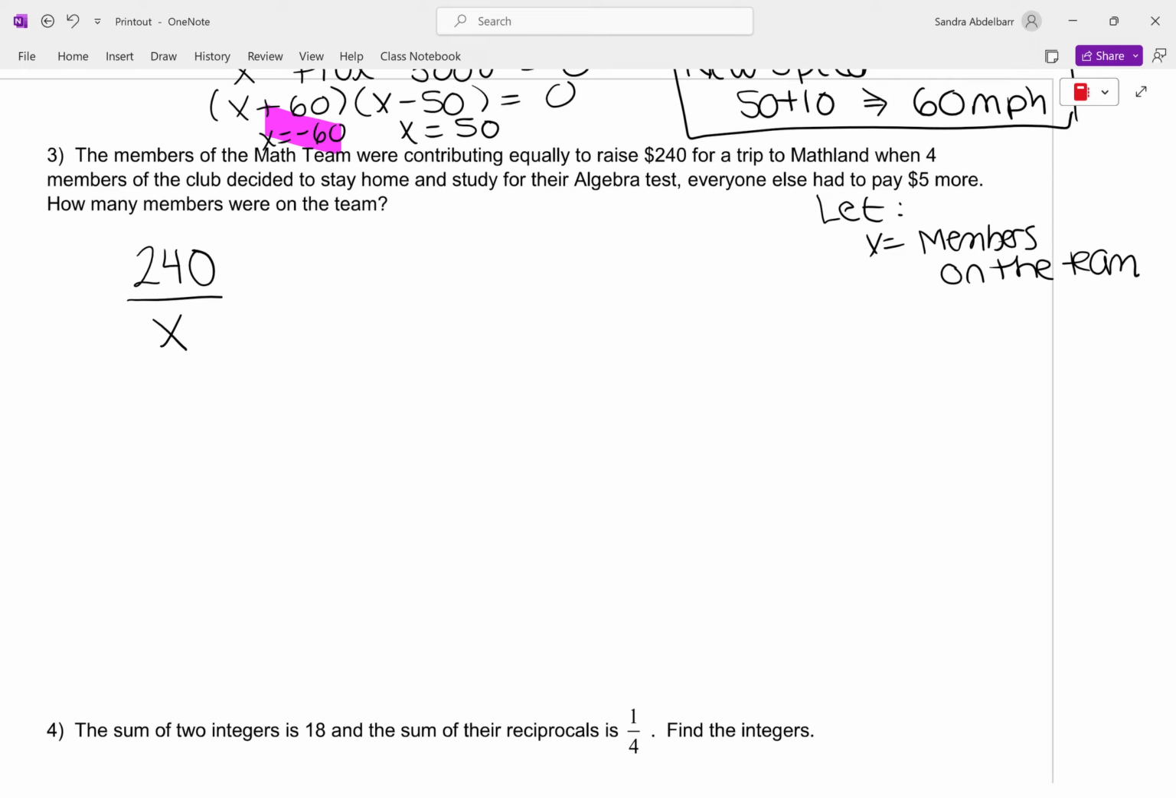But then what happened? 4 of them decided to stay home. So now they're going to take that $240 and they're not dividing it by x anymore. They're going to divide it by x minus 4 members. Did I lose anybody with this?